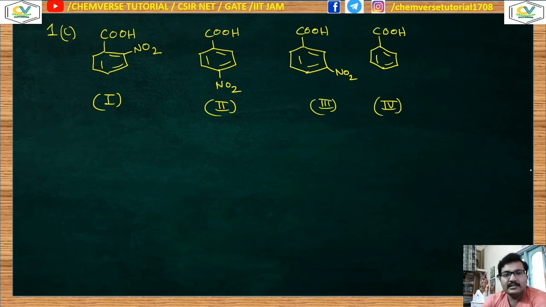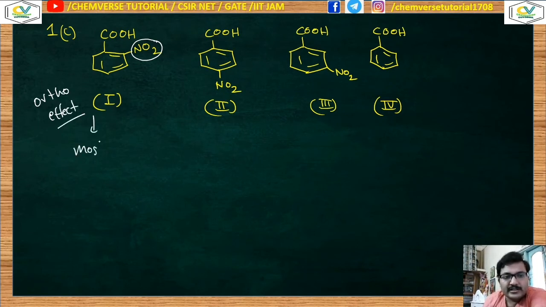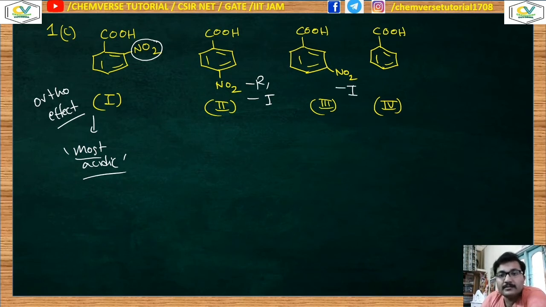And for 1C, over here this NO2 is present at the ortho position, exerts ortho effect, so it is most acidic. Now the matter is what will be the acidic order of the other three. This NO2 is a minus R group and minus I group. Here only the minus I effect is operating, because at the meta position resonance is not effective. Resonance affects only the ortho and para positions, not the meta position.